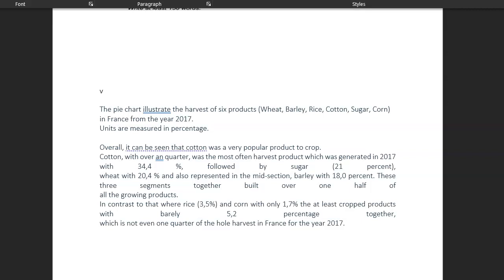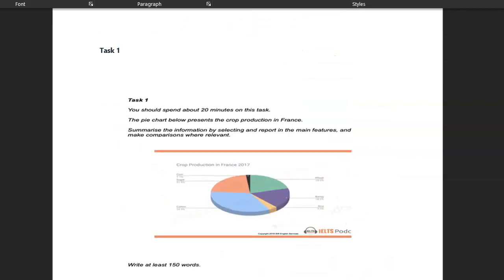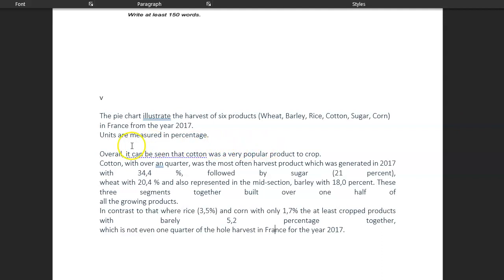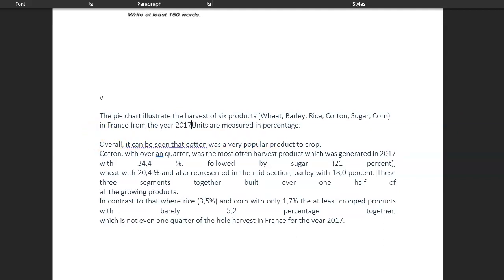So this pie chart, the pie chart illustrates the harvest of 6 products in France from the year 2017. Absolutely fine. It's quite a good idea to paraphrase some of this, which you have, which is really nice. So well done on that first one. Units measured in percentage. So the lines probably haven't come in the right place, but here we go.